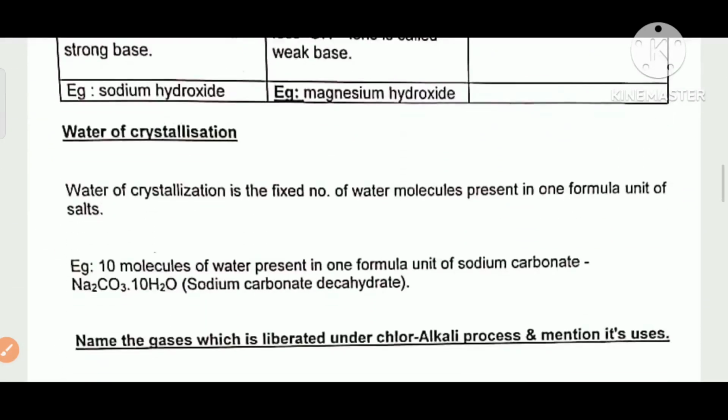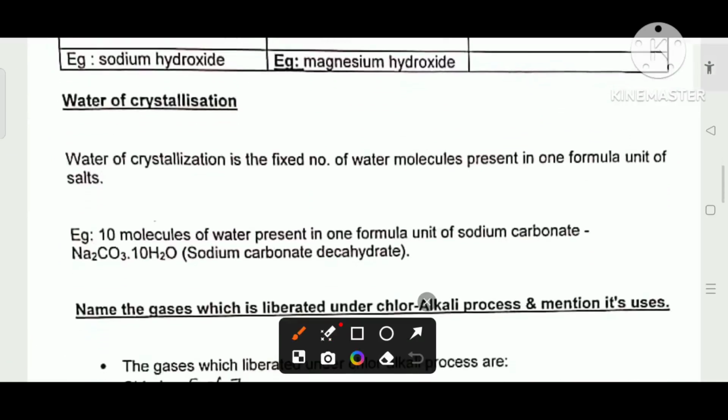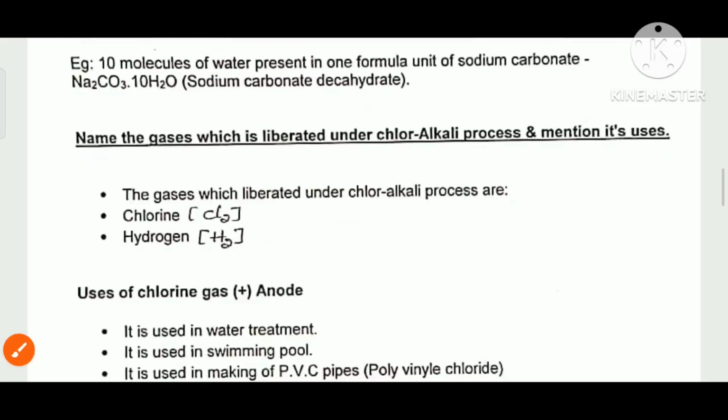The next one is a more important definition, which came in the annual examination last year. What is it? Water of crystallization is a fixed number of water molecules present in one formula unit of a salt. An example is Na2CO3·10H2O, that is sodium carbonate decahydrate. Write one example. What is water of crystallization? Give an example. Name the gases liberated in the chlor-alkali process. So just go through it.